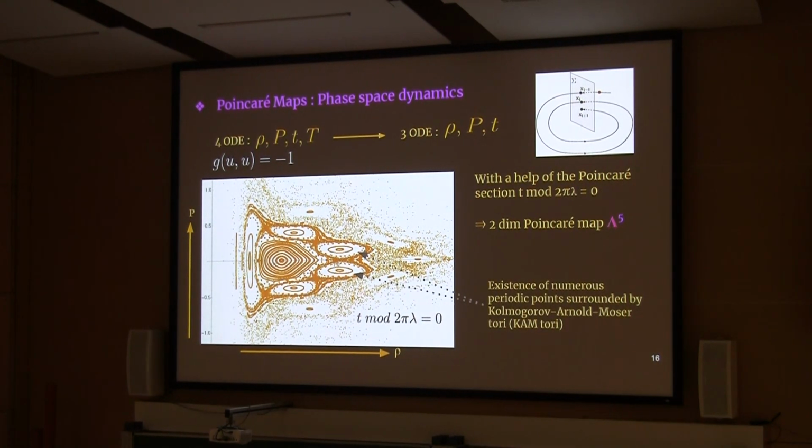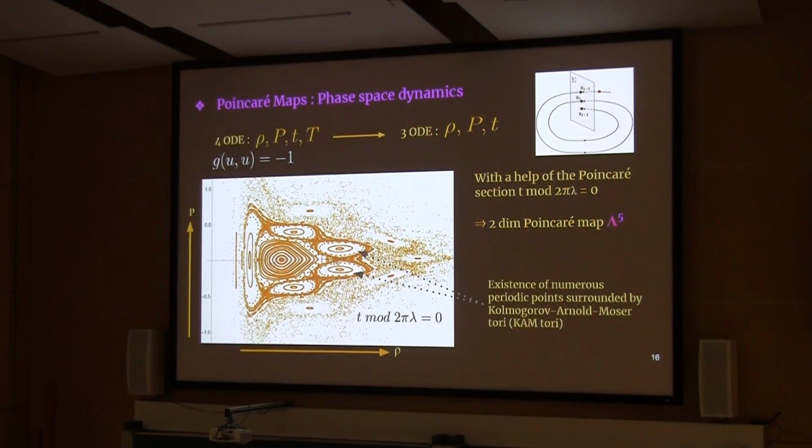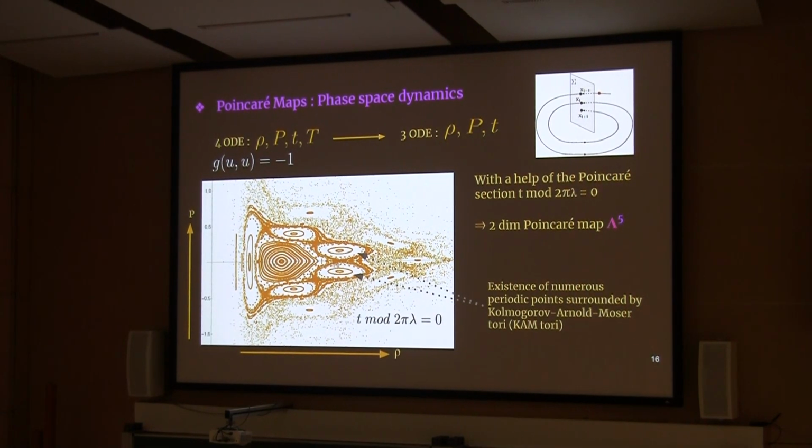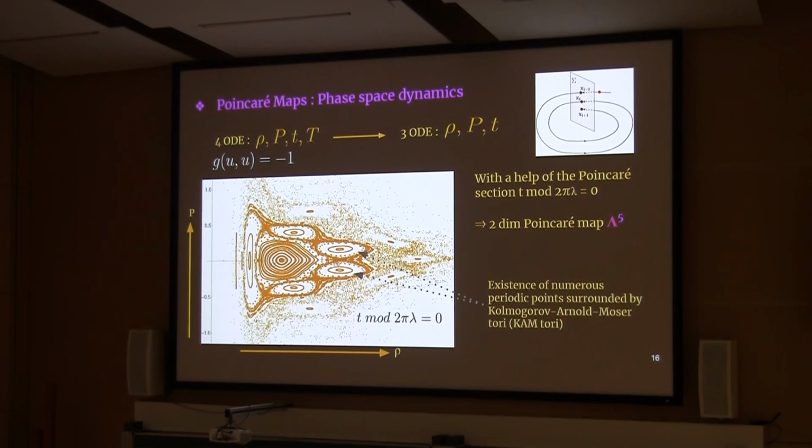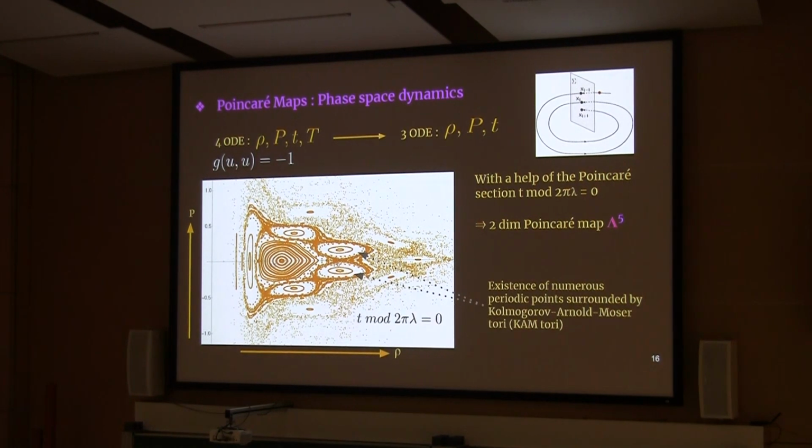So this is what we are plotting over here. What we initially had was 4 ordinary differential equations in rho, p, t, and capital T. You use this normalization factor, and then you reduce it to three ODEs. Now 3 ODEs represent a 3-dimensional flow. A 3-dimensional flow we cannot imagine, so we go one lower dimension, and how do we do it? We do it with the help of a Poincare section of T mod 2 pi.